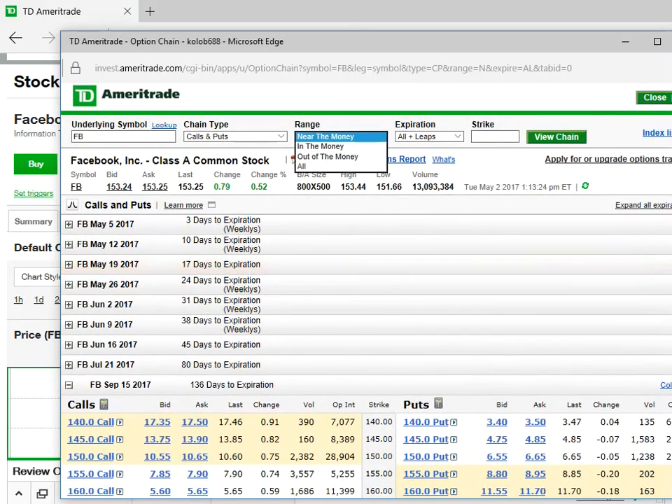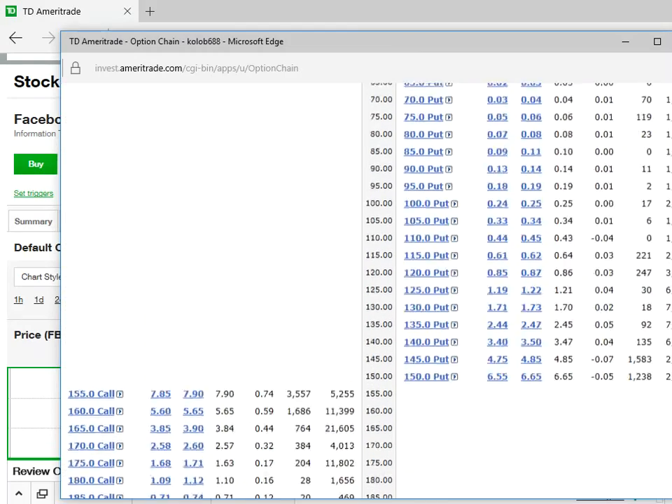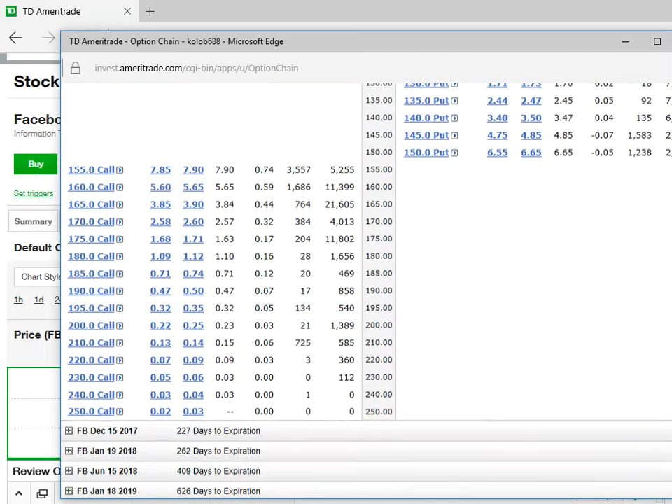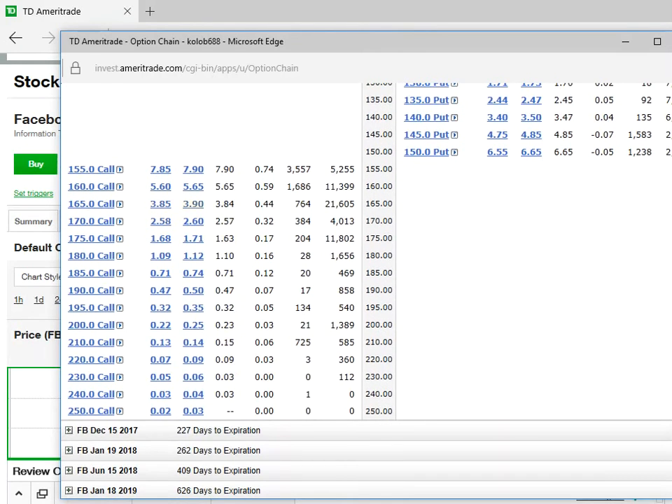So let's go kind of out of the money a little bit, and let's go to, let's see, let's go up 10%. So 10% of $153 would be $15. So let's do $165 here. So $165 in 6 months. Looks like you're going to collect about $385. Okay, so let's click on that.